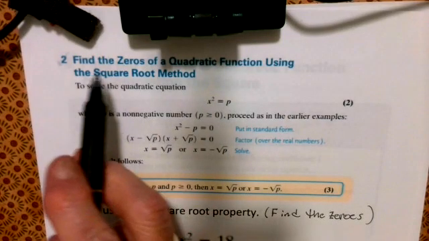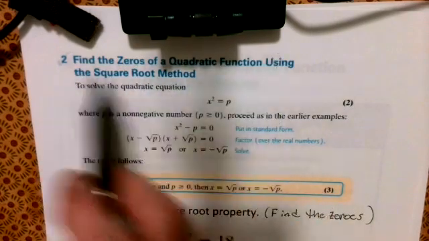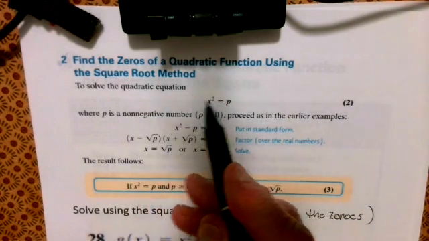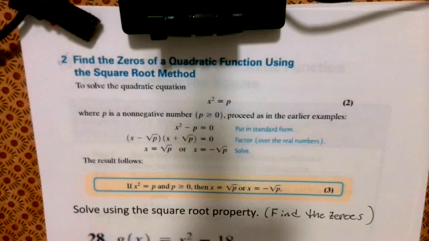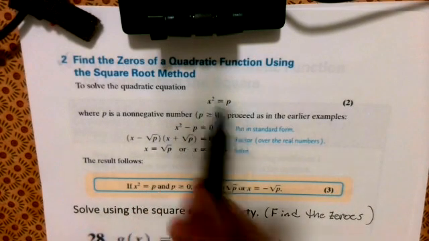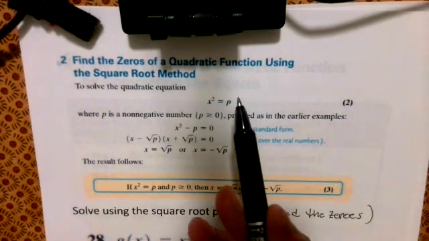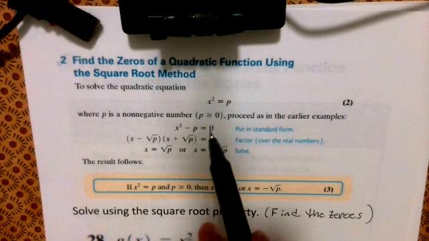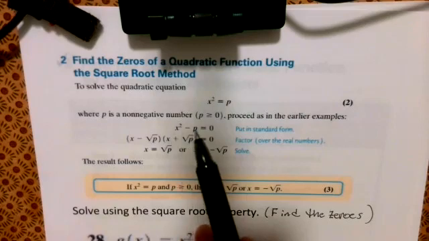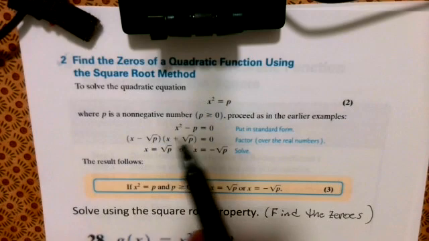Okay, class, the next thing that we're going to learn is to find the zeros of a quadratic function using the square root property. So to solve this equation, you've got x squared equals some number p, and p is a non-negative number, because if it's negative, then you're not going to get a real number. If you subtract the p from both sides and set it equal to 0, you can consider this as a difference of squares, because p is the square root of p times the square root of p.